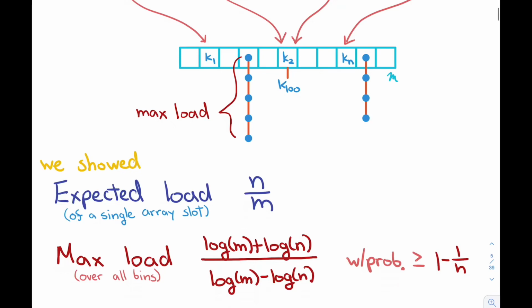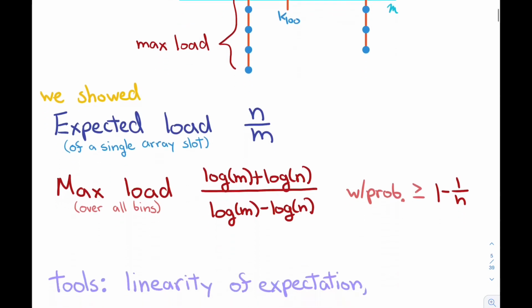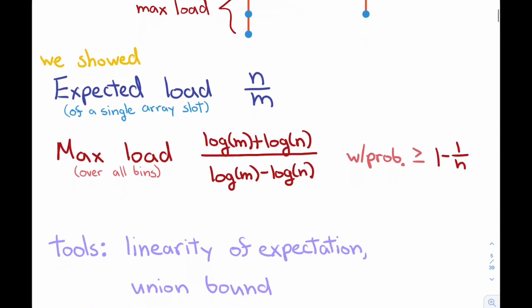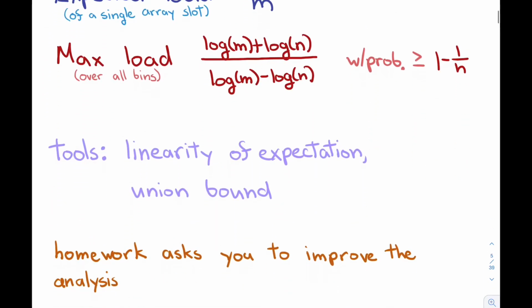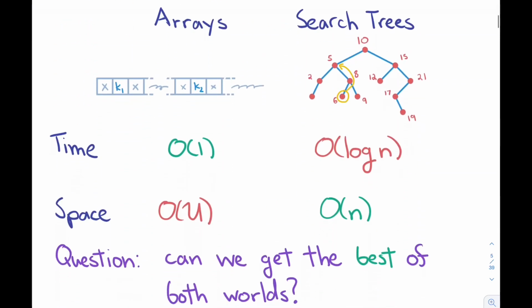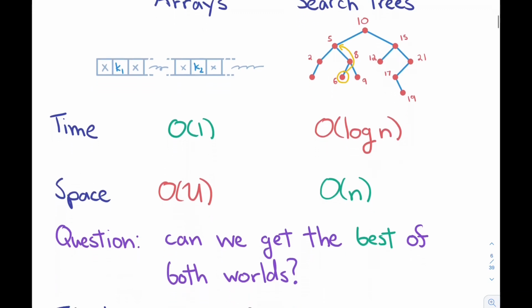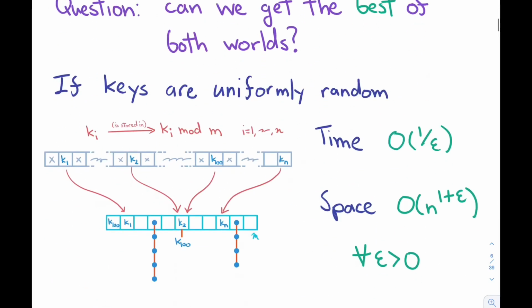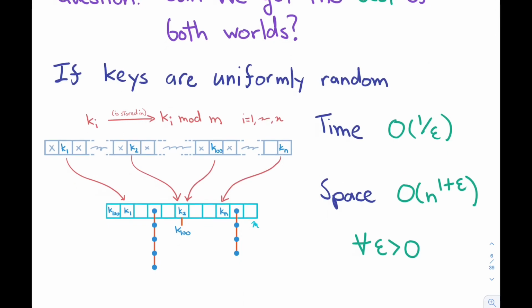We showed that the expected length of any list was n over m, and that the maximum length of all the lists was log m plus log n over log m minus log n with probability at least 1 minus 1 over n. The only tools we used were linearity of expectation and the union bound. The homework asked you to refine some of these bounds. Returning to our question of how to make a dictionary competitive with both arrays and search trees, we've shown that for random keys, for any epsilon greater than 0, we can get space n to the 1 plus epsilon and expected time 1 over epsilon.